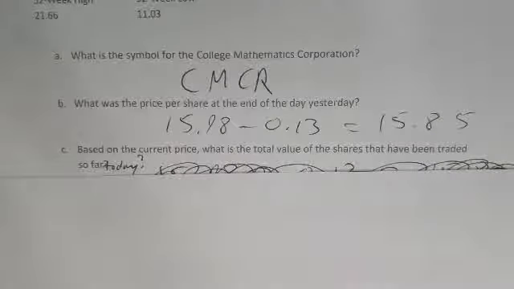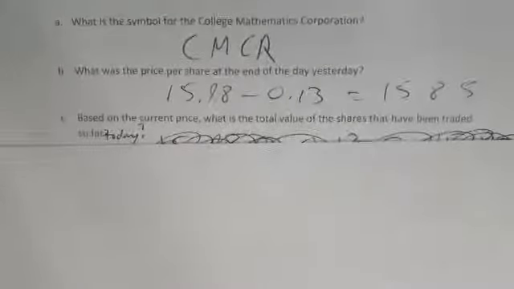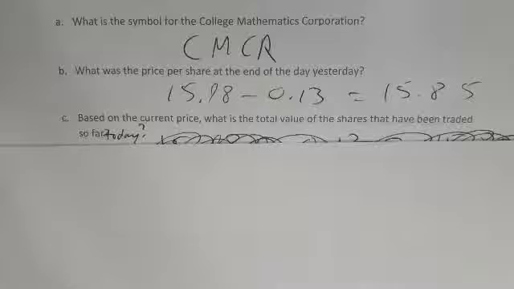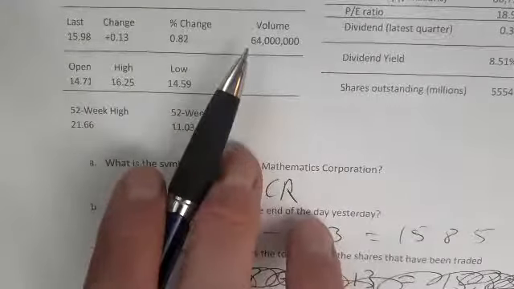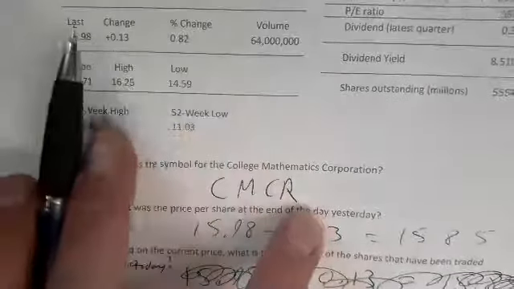What is the total value of the shares that have been traded so far today? So the volume of the shares is what we want to look at. There are 64 million shares that have been traded, and the value of each of them is $15.98. So what this is telling me is that I should take the value of each share times the total number of shares that have been traded.